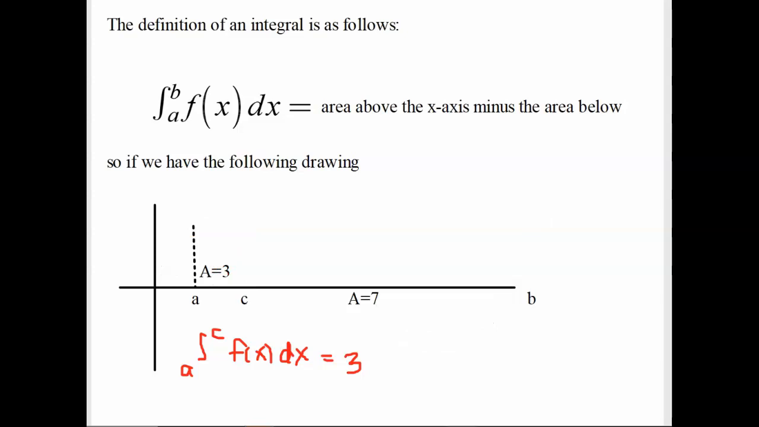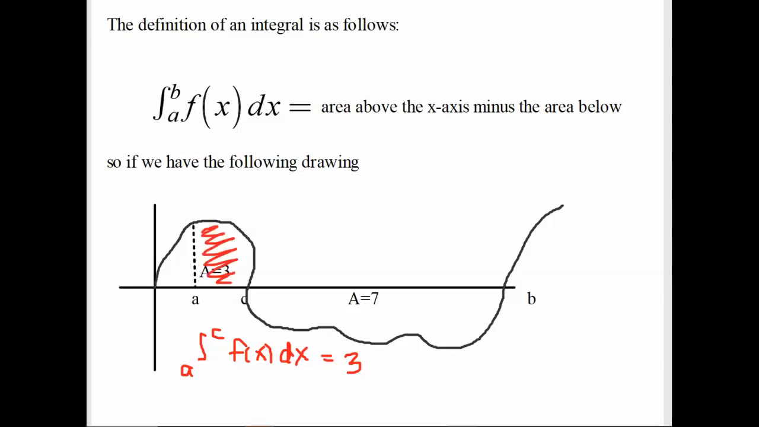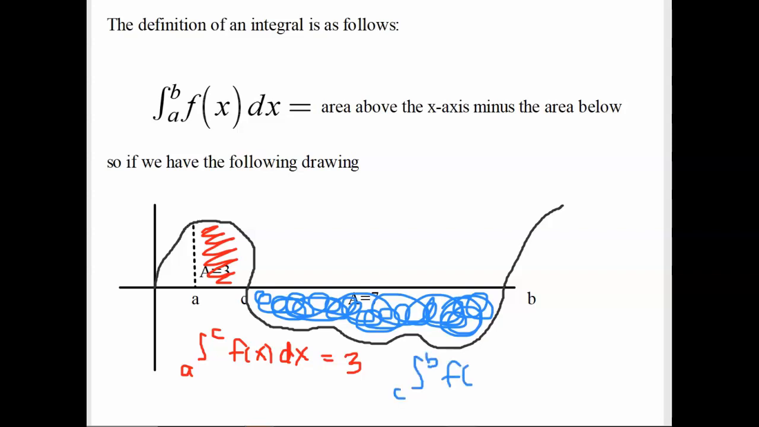And sorry, I drew on the axis. It'd be like that. The integral from C to B represents the area below that curve, which is -7 since it's below.